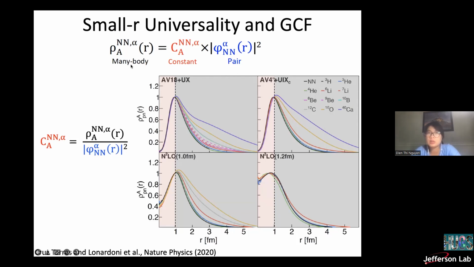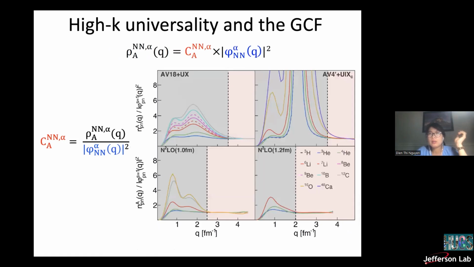You calculate it for different types of pairs, using the different NN interactions, and then you can extract the C term, the contact term, here. So this is in terms of the R coordinate system, and you can do exactly the same for the momentum coordinate system. So it's a very similar picture.